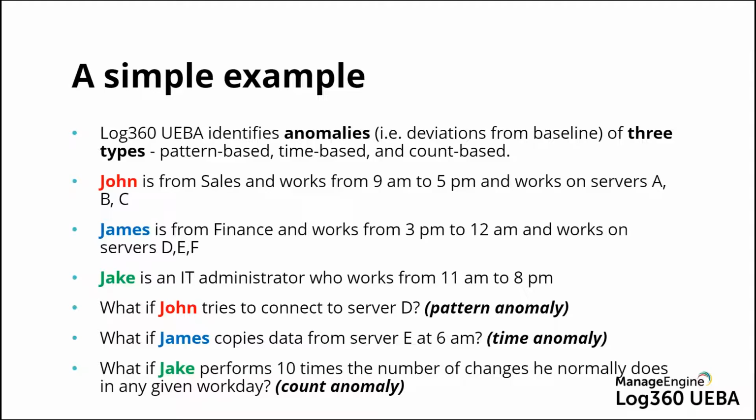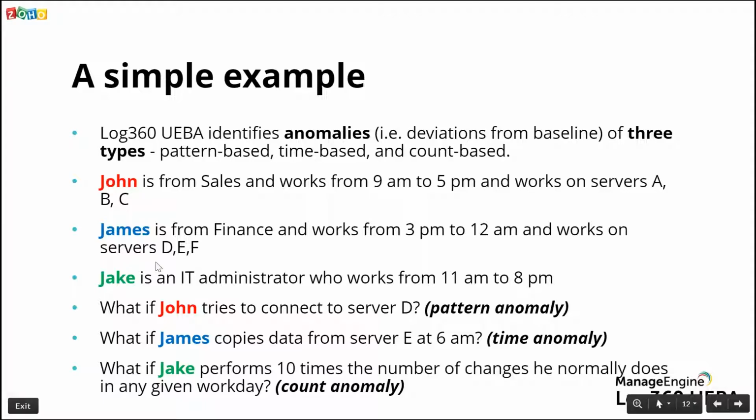That is basically how the overall thing works, but I'd like to make it more clear by explaining all of this with an example, so that it's much easier to understand. Log360's UEBA module identifies anomalies, or deviations from the baseline, based on three kinds of anomalies, namely pattern, time, and count based anomalies. Let's take a simple example. I've listed three employee names, the departments they work with, their regular work times, and the devices that they usually work with.